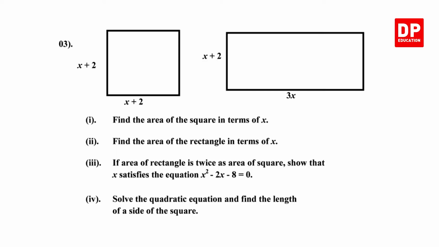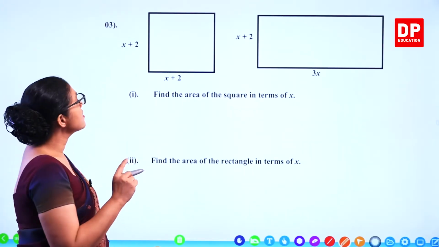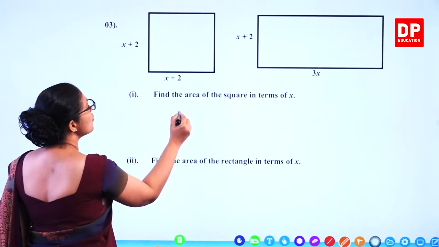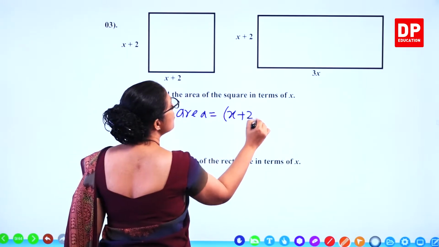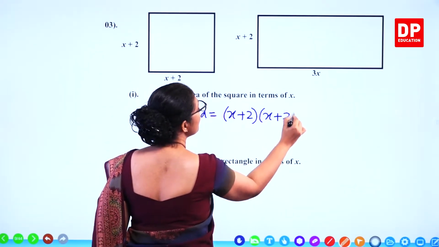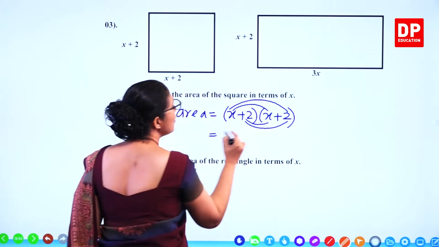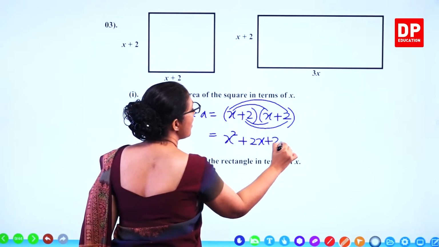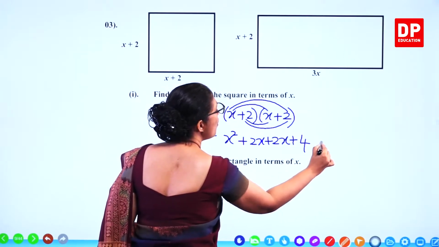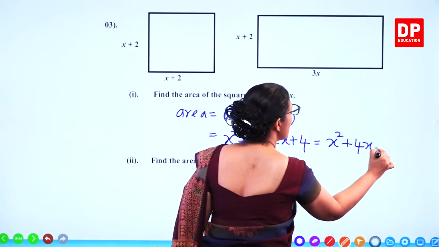Question number 3, this is about area. Find the area of the square in terms of x. So one side is x plus 2. So the area of the square is equal to x plus 2 into x plus 2. That means using FOIL, you can find all the terms: x squared plus 2x plus 2x, 2 times 2, 4. When you simplify, you get x squared plus 4x plus 4.